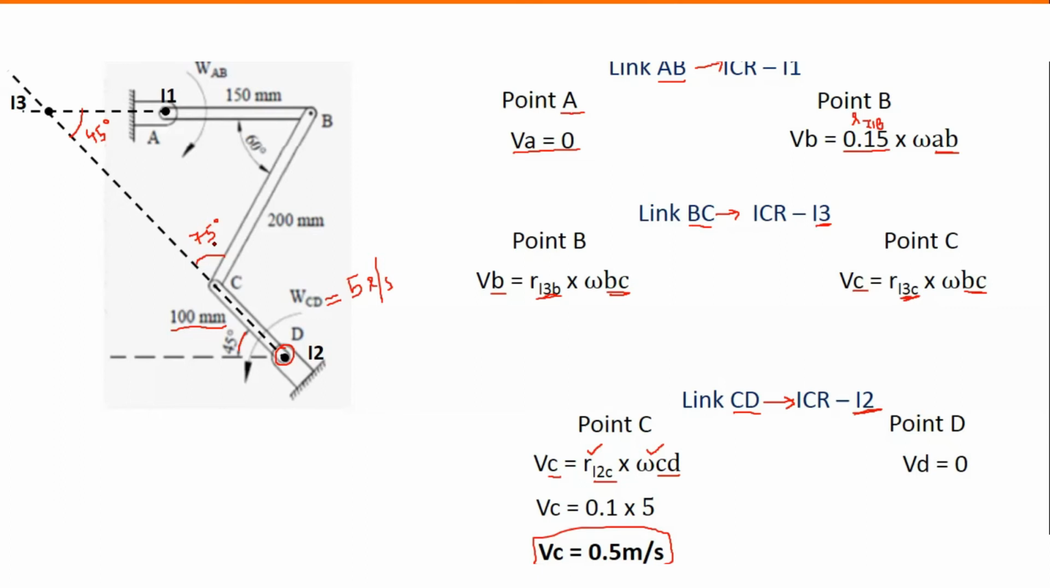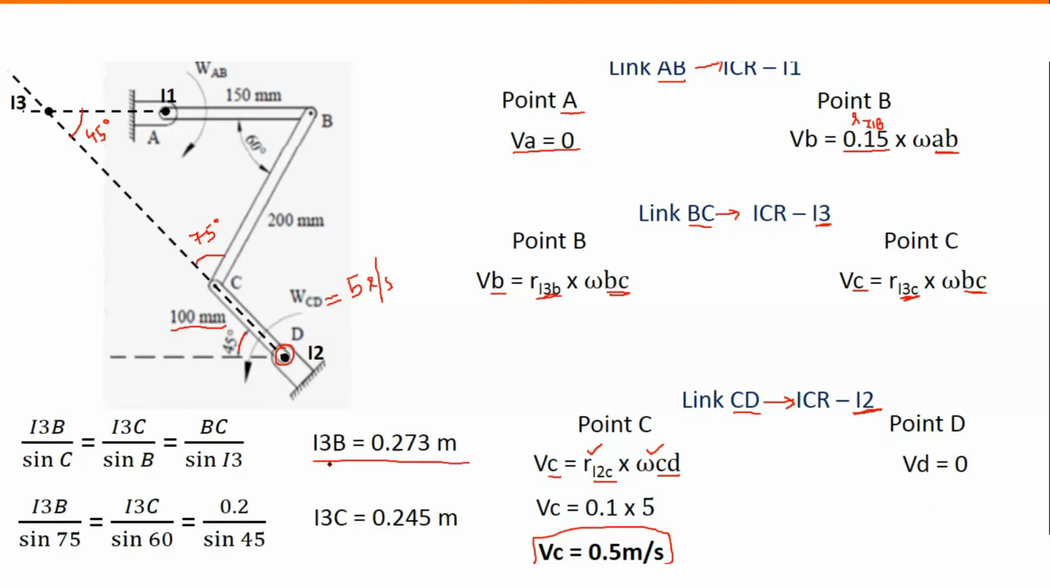One of the sides is known to me. Next step is what? Apply the sine rule. That's it. So apply the sine rule, and put the values: I3B as 0.273 meters and I3C as 0.245 meters. That's it. We have found the answers for the lengths.